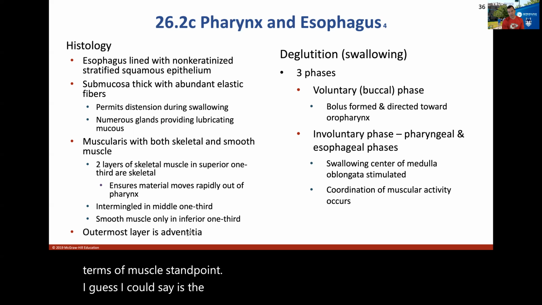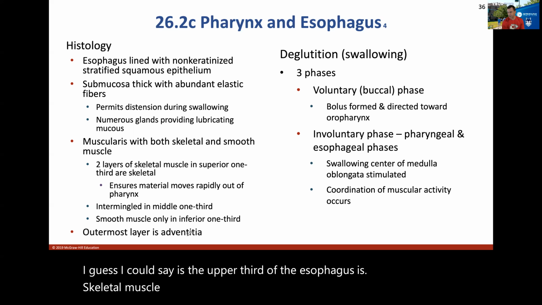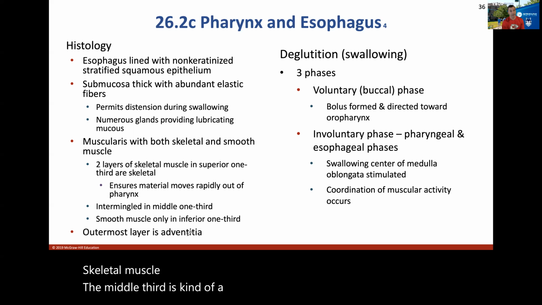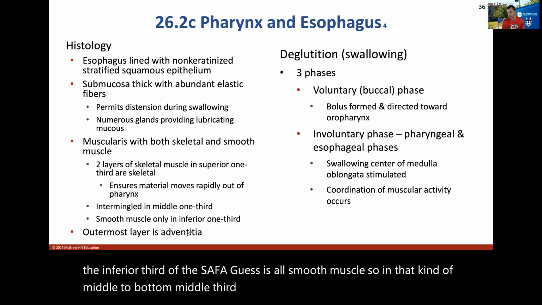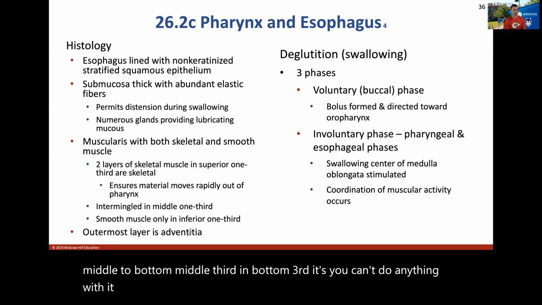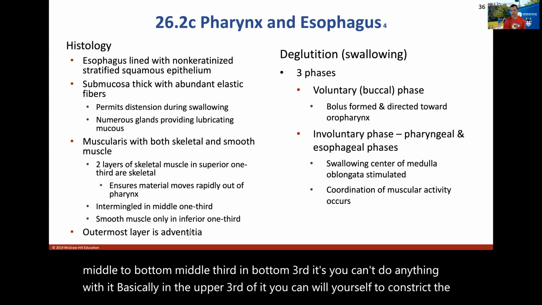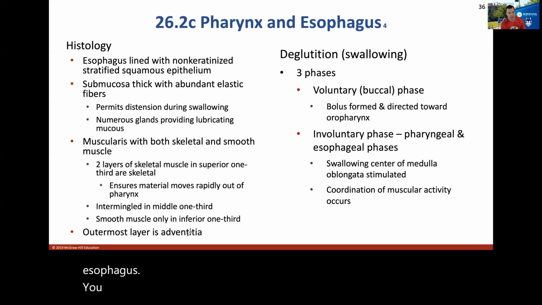The only thing that is a little different from a muscle standpoint is that the upper third of the esophagus is skeletal muscle. The middle third is kind of a mix between skeletal and smooth. And then the inferior third of the esophagus is all smooth muscle. So in the middle third and bottom third, you can't do anything with it basically. In the upper third of it, you can voluntarily constrict the esophagus to help heave-ho it out. So there is that, which can be a survival mechanism, to be honest.